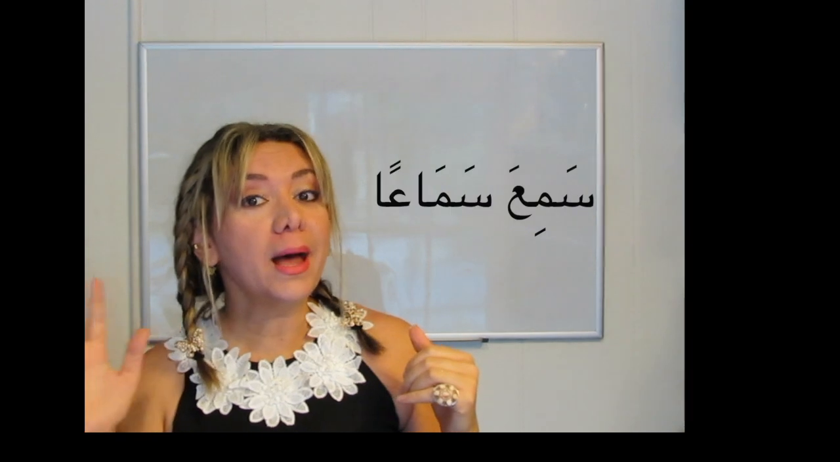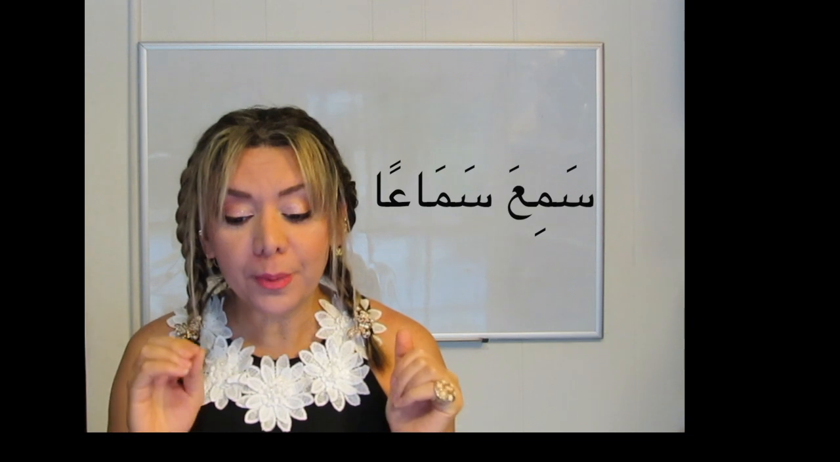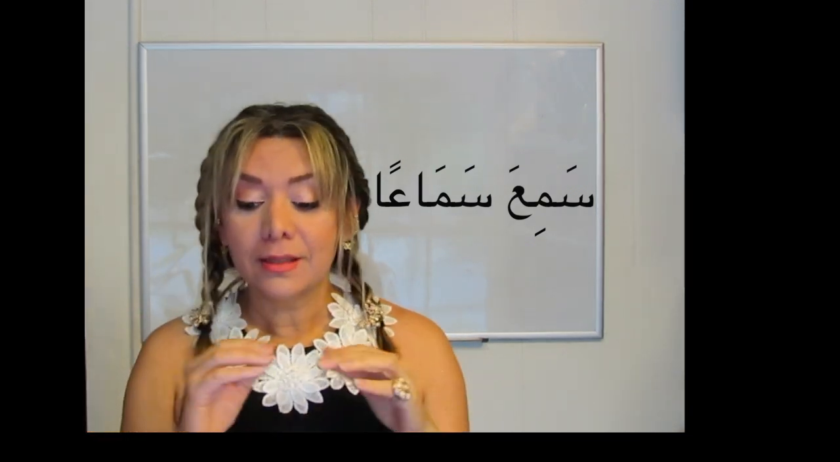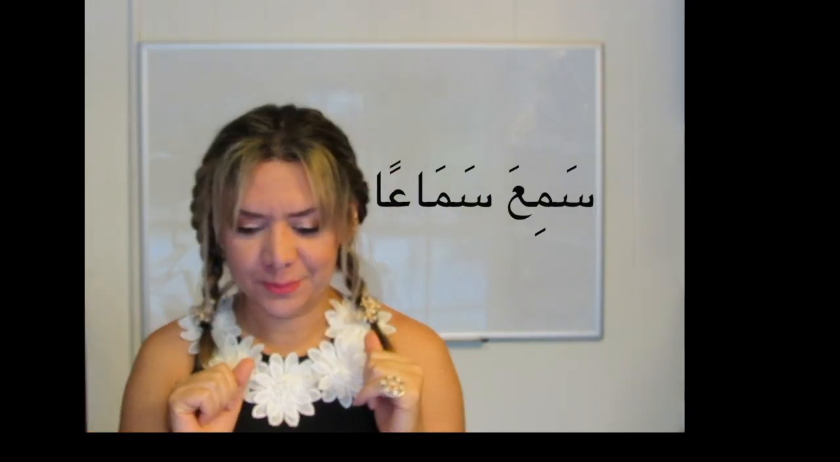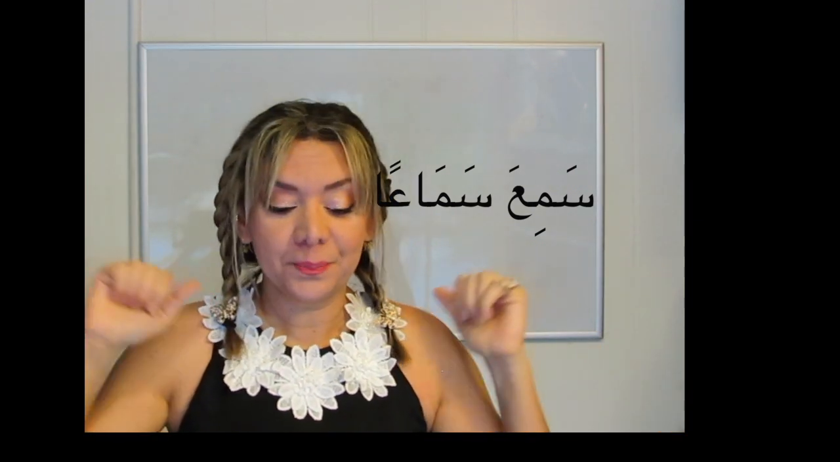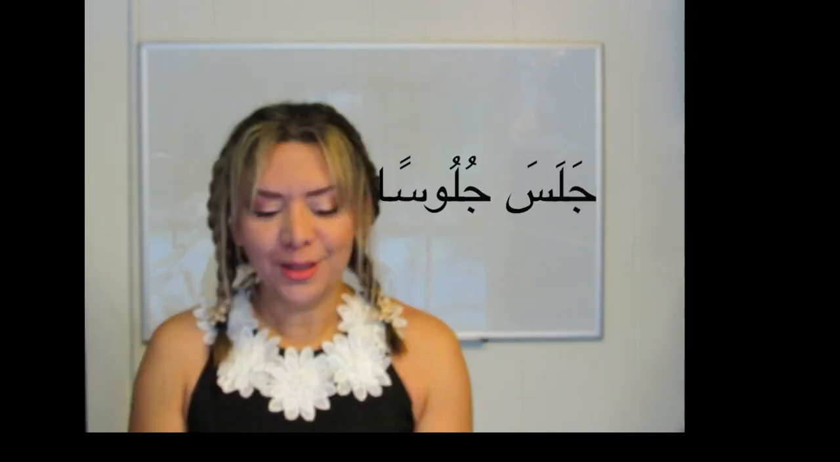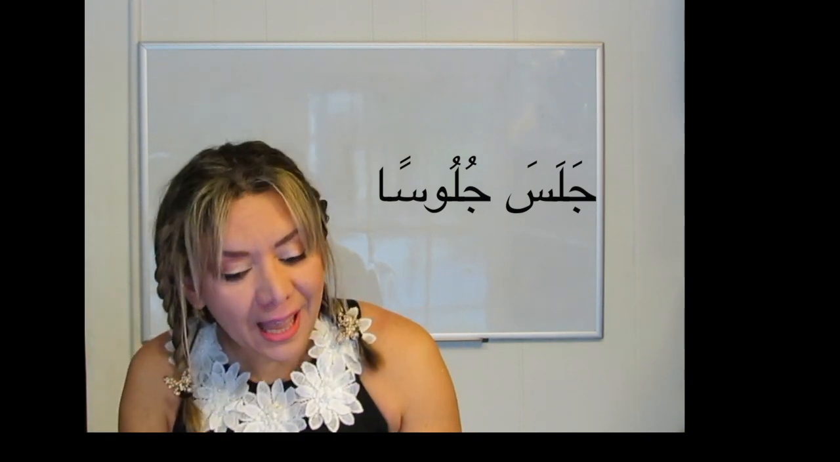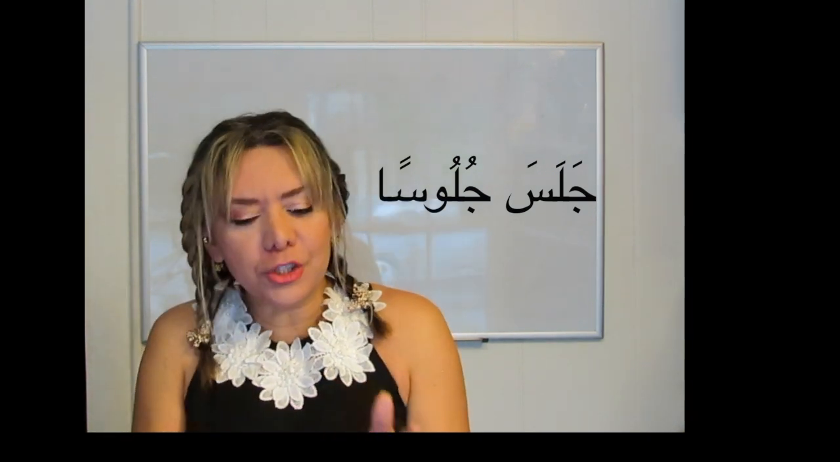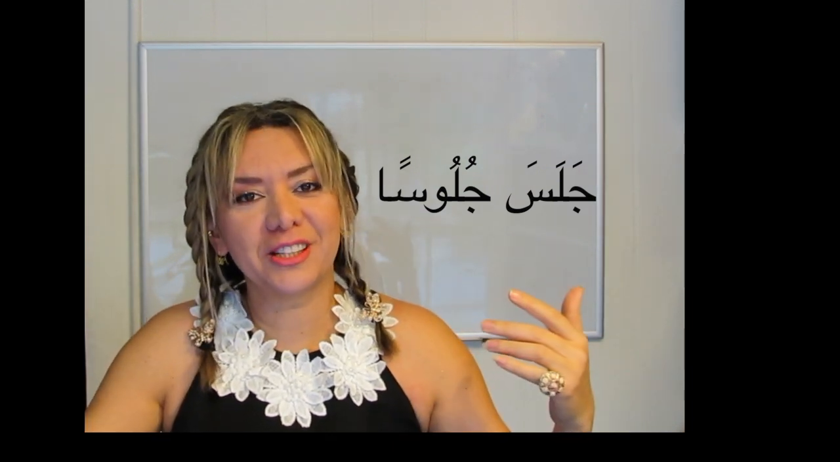Sami'a sama'an, the verb sami'a, to hear, sama'an, hearing. So he was all ears, let's say. Alright? Jalasa julusan, he sat, let's say, on his chair like a king. Or you can come up with another translation. It gives the verb special importance.